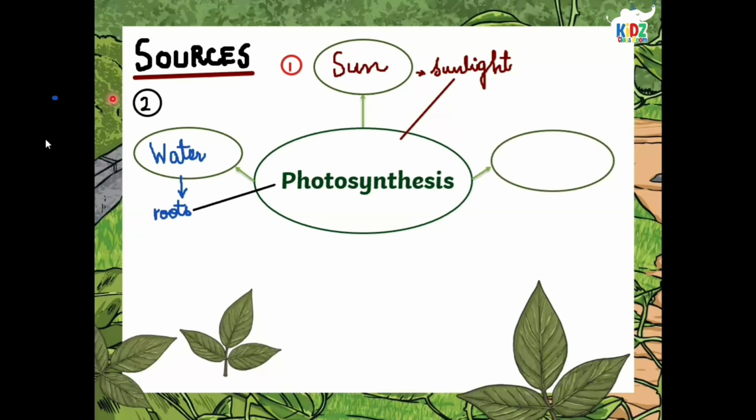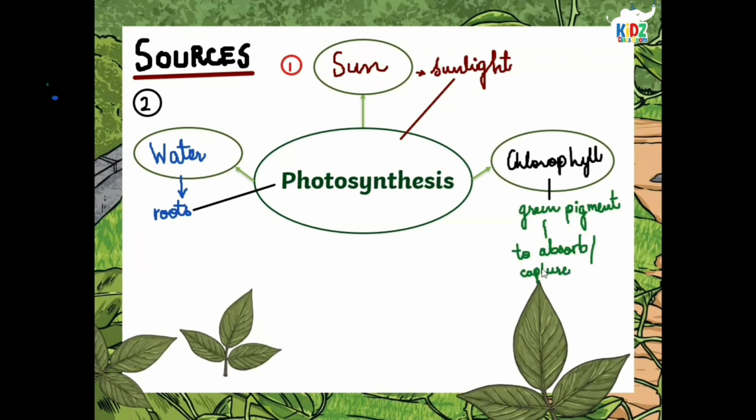Yes, so the third source was chlorophyll. And what is chlorophyll? Chlorophyll is a green pigment. And what is the function of chlorophyll? Its function is to absorb or capture sunlight. And why do we need it? We need it to perform the process of photosynthesis.